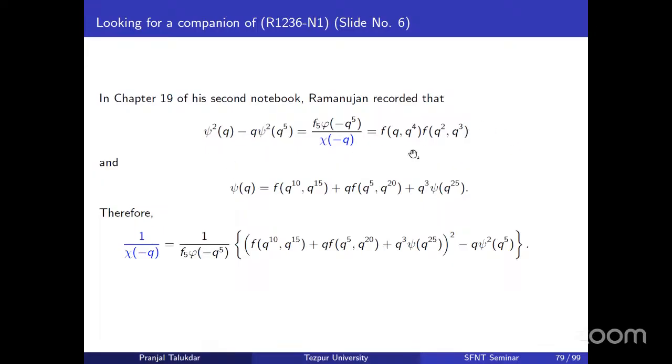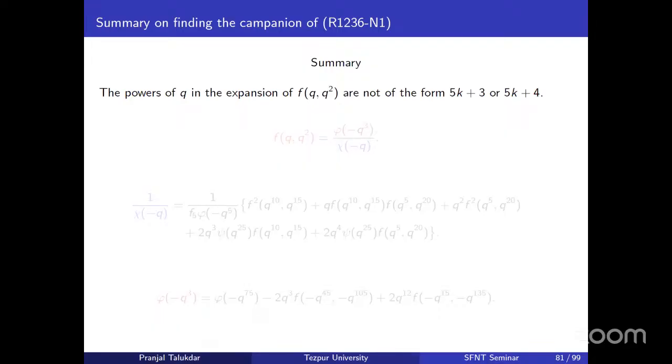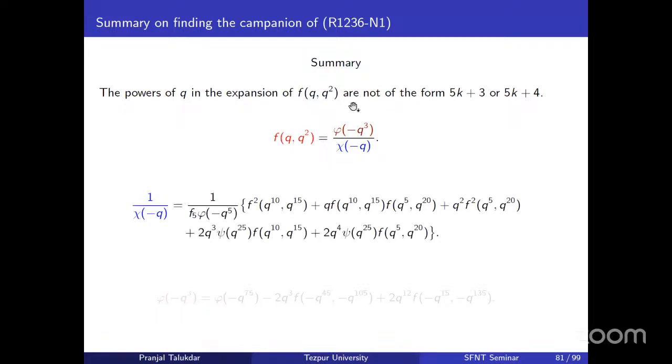Again, using this last part of this identity, we simplified these three terms to this single term, and hence we obtain this five dissection of 1 by chi of minus q. To summarize, first we observed that the powers of q in this expansion are not of the form 5k plus 3 or 5k plus 4. Then we expressed this in terms of some product involving phi and 1 over chi. Now we need to find five dissections of these two.